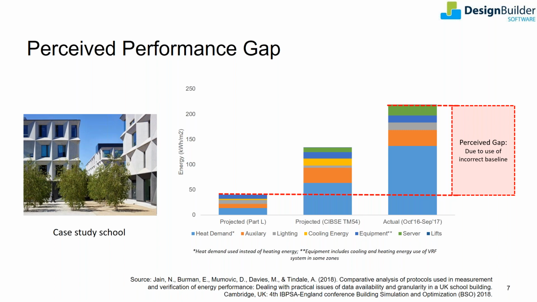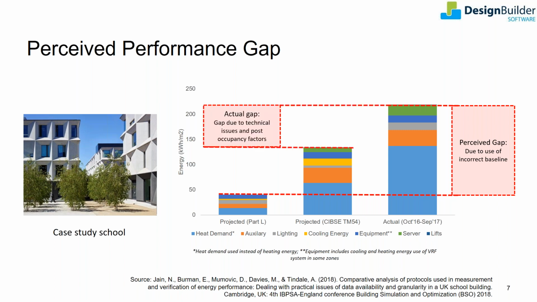By repurposing the compliance model into a TM54 method-based model, a realistic design baseline can be created which accurately represents the intended design projections. And this is the actual gap found. Therefore, the performance gap due to technical issues and inefficiencies in the building and its operations is about 1.5 times, as compared to the perceived gap of 5 times.